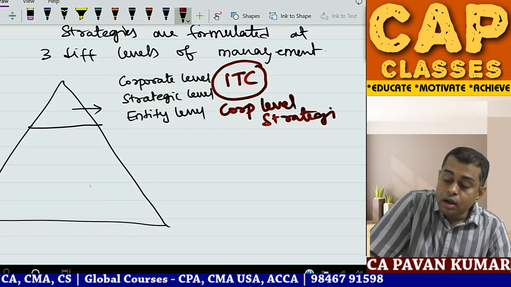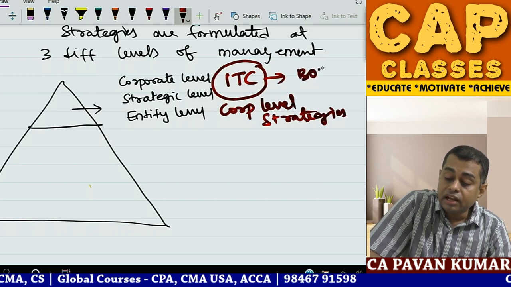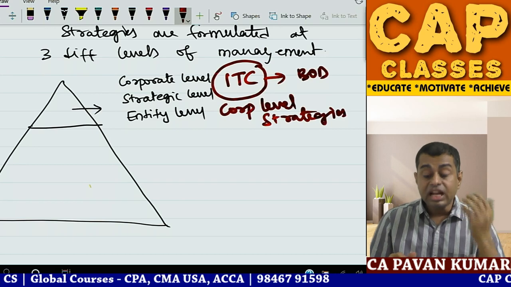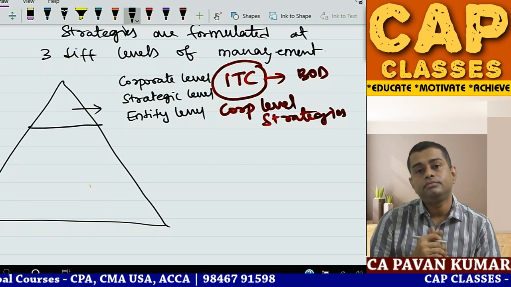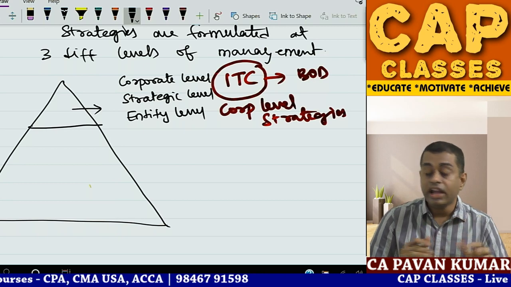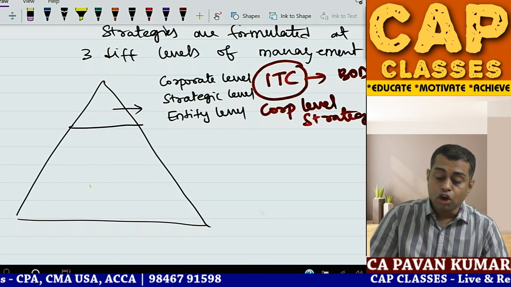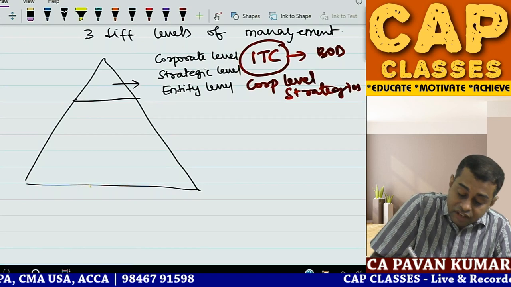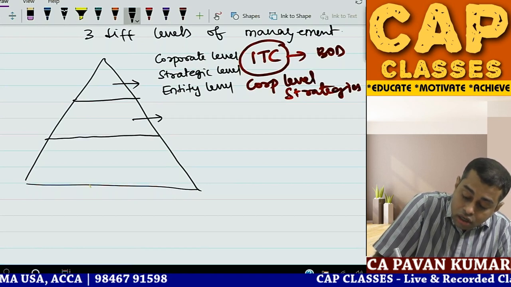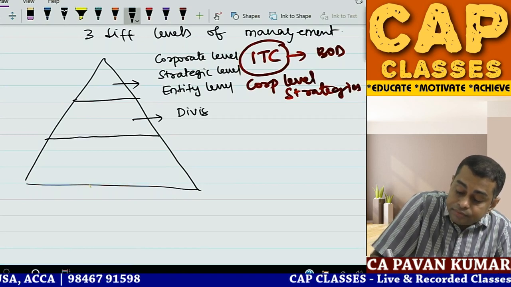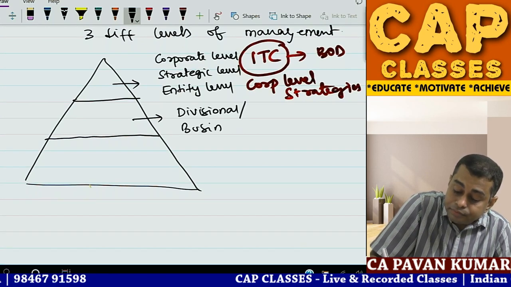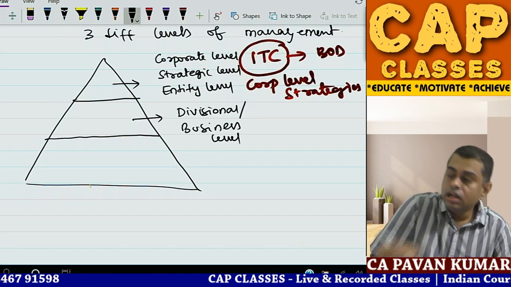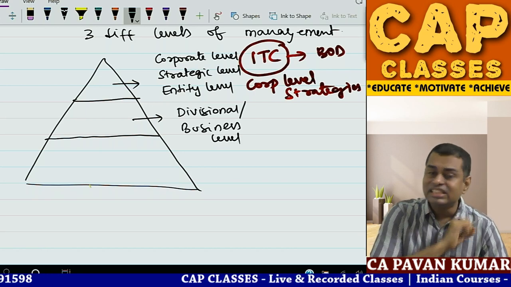So here board of directors will be there, strategic committees will be there, CFO will be there, CEO will be there. Okay, so they are known as corporate level. Then comes the second level. Second level is called divisional or business level. It is called what? Divisional or business level.